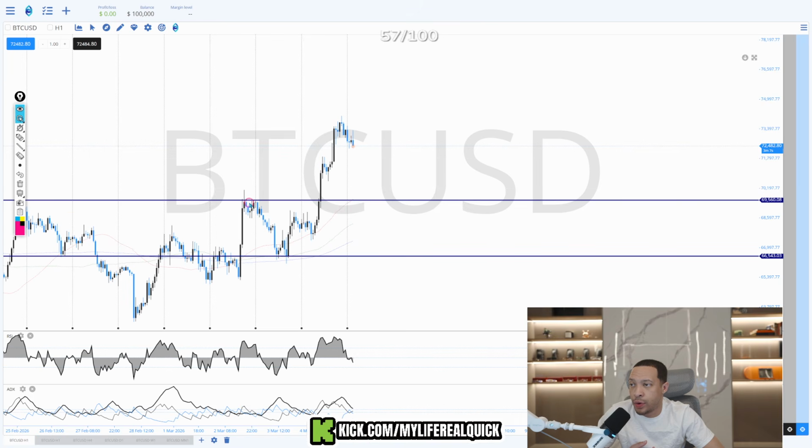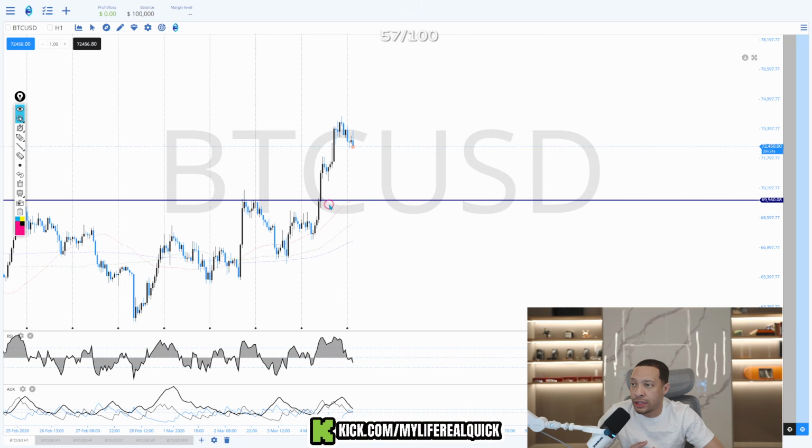So if support, for example, being here is being respected and it doesn't break, then we can look for buys. If the resistance is being respected and it doesn't break, then we can look for sells. Once again, I don't really care for the support and resistance lines or horizontal lines, my bad.